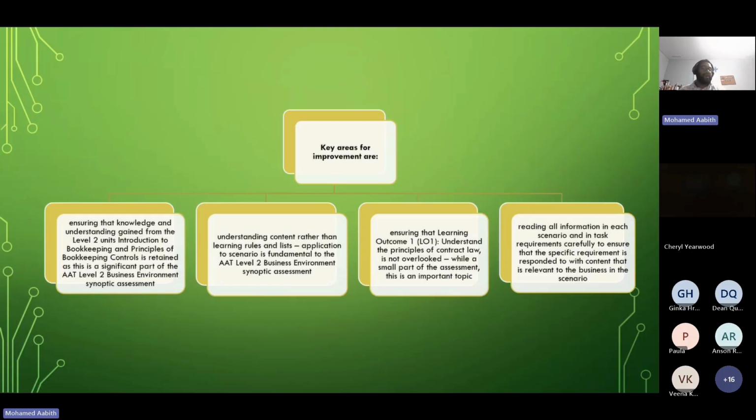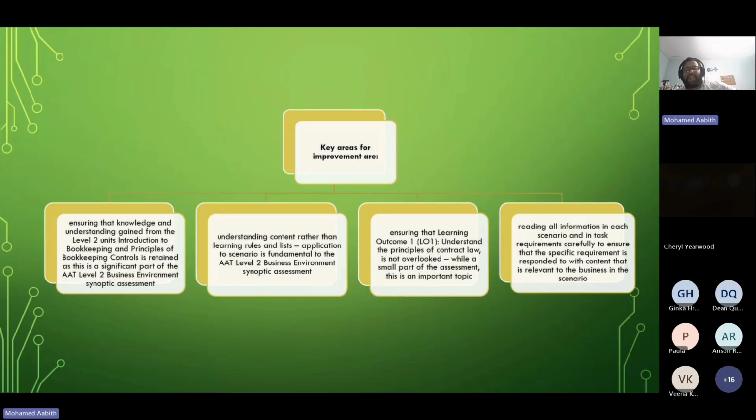We'll show you loads of practical questions as we go along. Okay. And then also, give me 1 second, please. Just try to keep an eye out on my timer. And then ensuring that Learning Outcome 1, which means understanding the principles of contract law, is not overlooked. While a small part of the assessment, it is a very important topic. So we will need to know what contract law is. We need to make sure we put some emphasis on it.